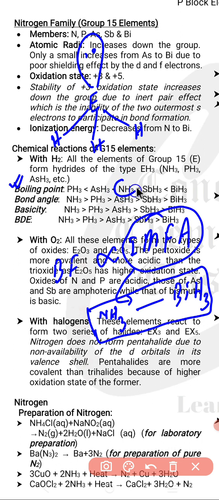Now the question can be asked here: ammonia has higher boiling point than PH3 and AsH3. Why? It is because of hydrogen bonds between ammonia molecules. Due to that hydrogen bond, which is a very strong intermolecular force of attraction, ammonia has higher boiling point than PH3 and AsH3. But ammonia has lesser boiling point than SbH3 and BiH3 because their molar mass is very, very large. Okay, this is very important for examination.